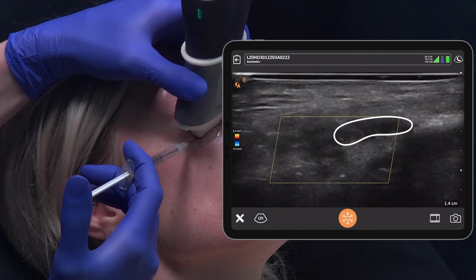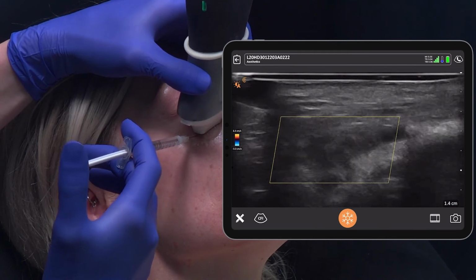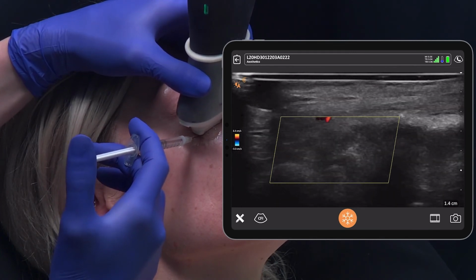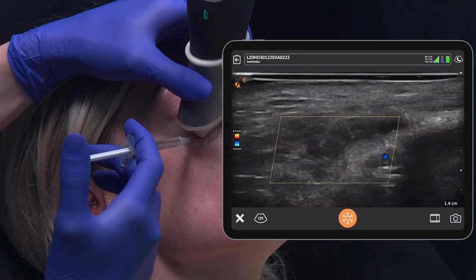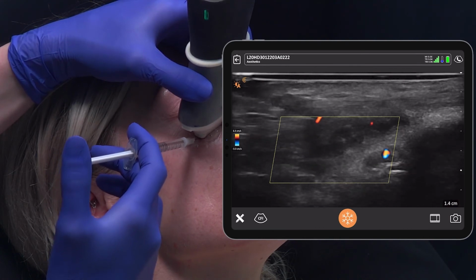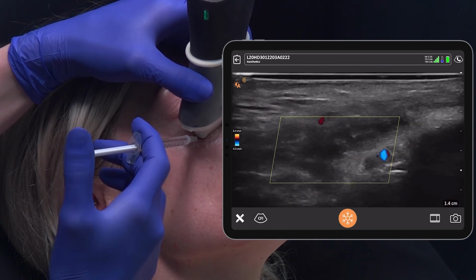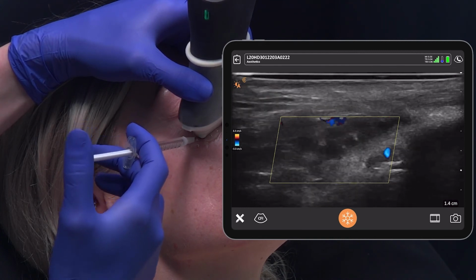Once the filler has been identified, I can dissolve it. I use the so-called in-plane technique, where my needle is in line with the probe and I can see the needle advancing on the screen to get to the filler. This is the easiest way of visualizing the needle and allows you to see its path and correct it with tiny movements. Once I'm at the filler, I go ahead and place hyaluronidase.